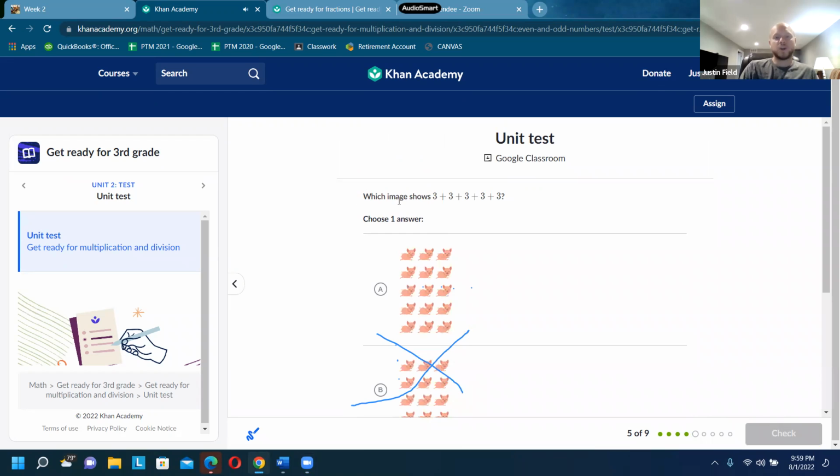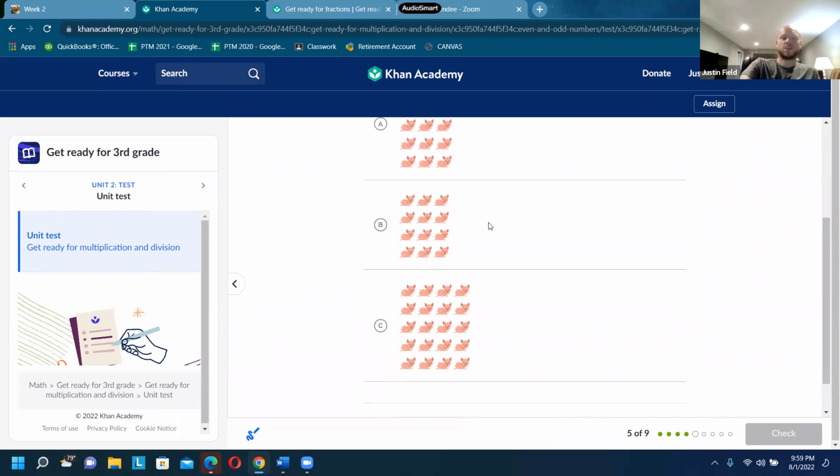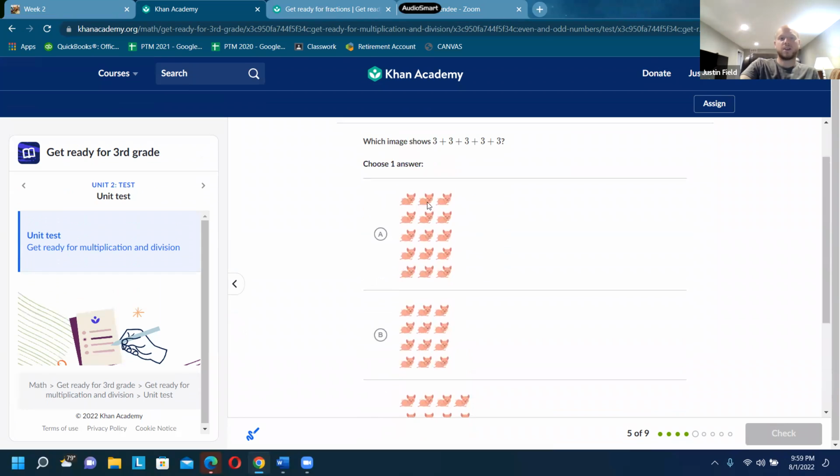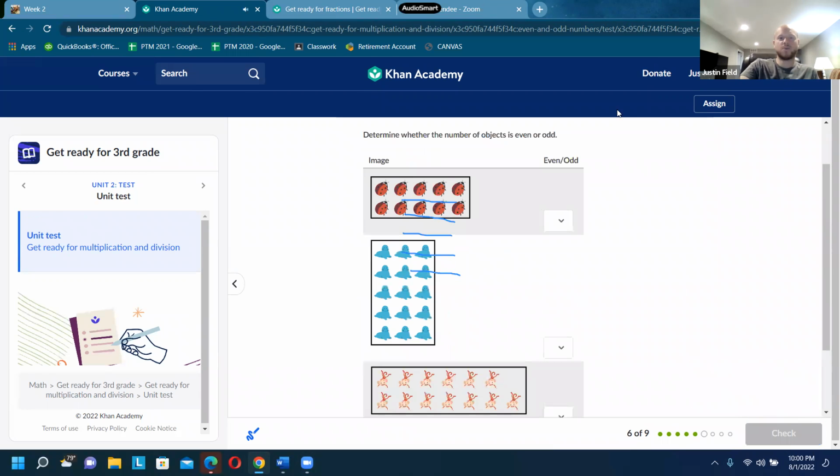Okay. Which image shows 3 plus 3 plus 3 plus 3 plus 3? So we're looking for 5 threes. Which ones of these have 5 threes? I see threes here. You see the threes? How many threes do we have? Let's count them. 1, 2, 3, 4, 5. Hey, that first one has 5 threes. So there we go. We're done with that one. Don't even have to look at the other two.